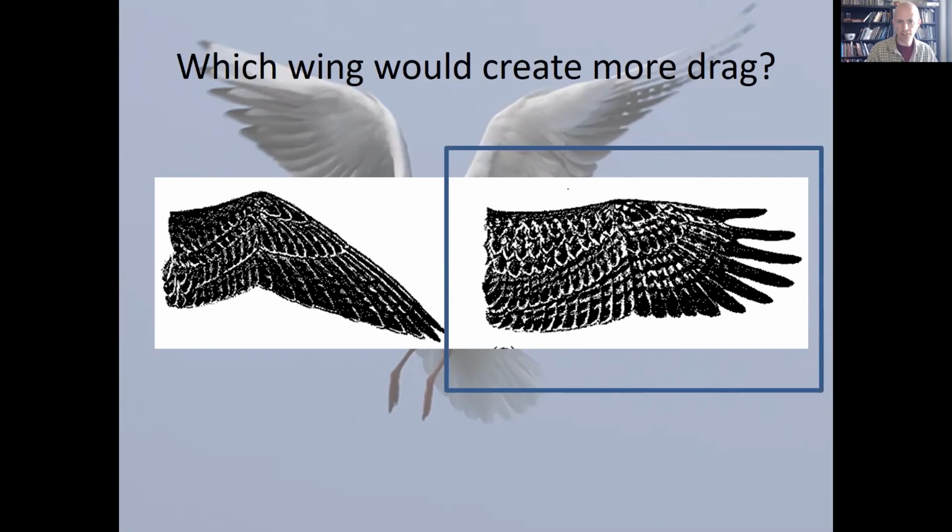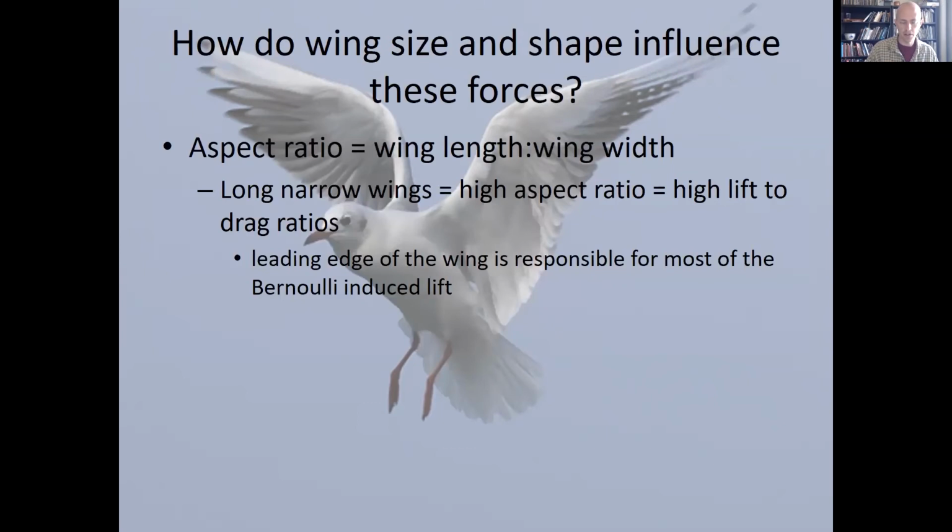And we'll also find that broader wings are going to create a little bit more drag, but a little bit more lift, right? So the bird flies more easily, but it does so at a slower pace. And so we're going to start to see how this will explain the different patterns of flight in different birds. Okay, so how do wing size and shape influence these forces?